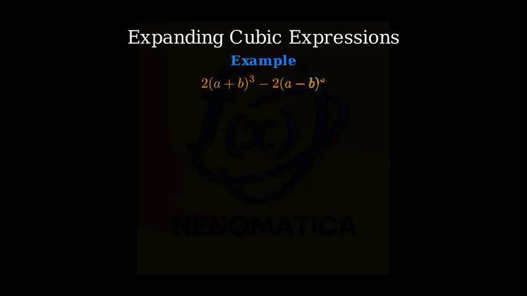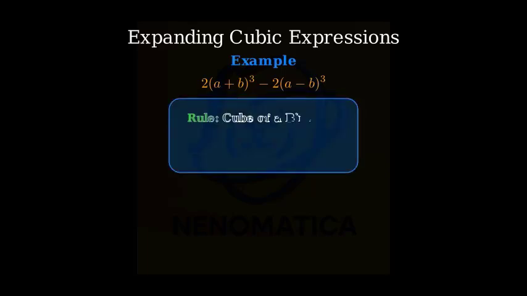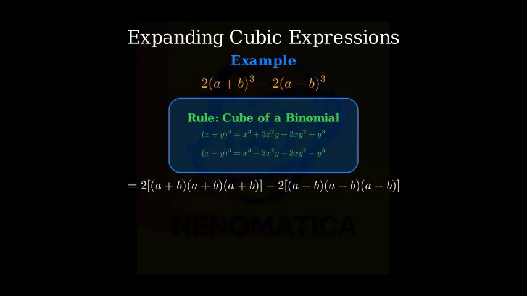2 times quantity a plus b cubed minus 2 times quantity a minus b cubed. Let's start by expanding each cube. We'll use the cube of binomial formula, which states that for any binomial, a plus b cubed equals a cubed plus 3a squared b plus 3ab squared plus b cubed. Let's apply this formula to our expression.